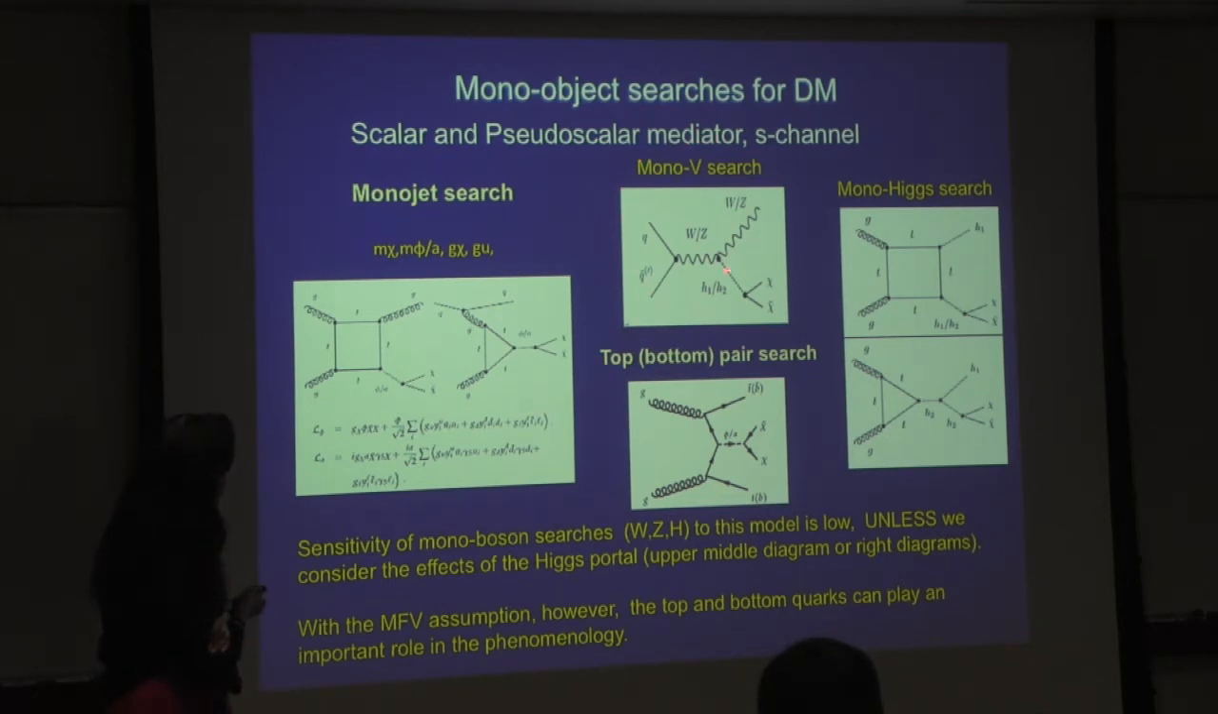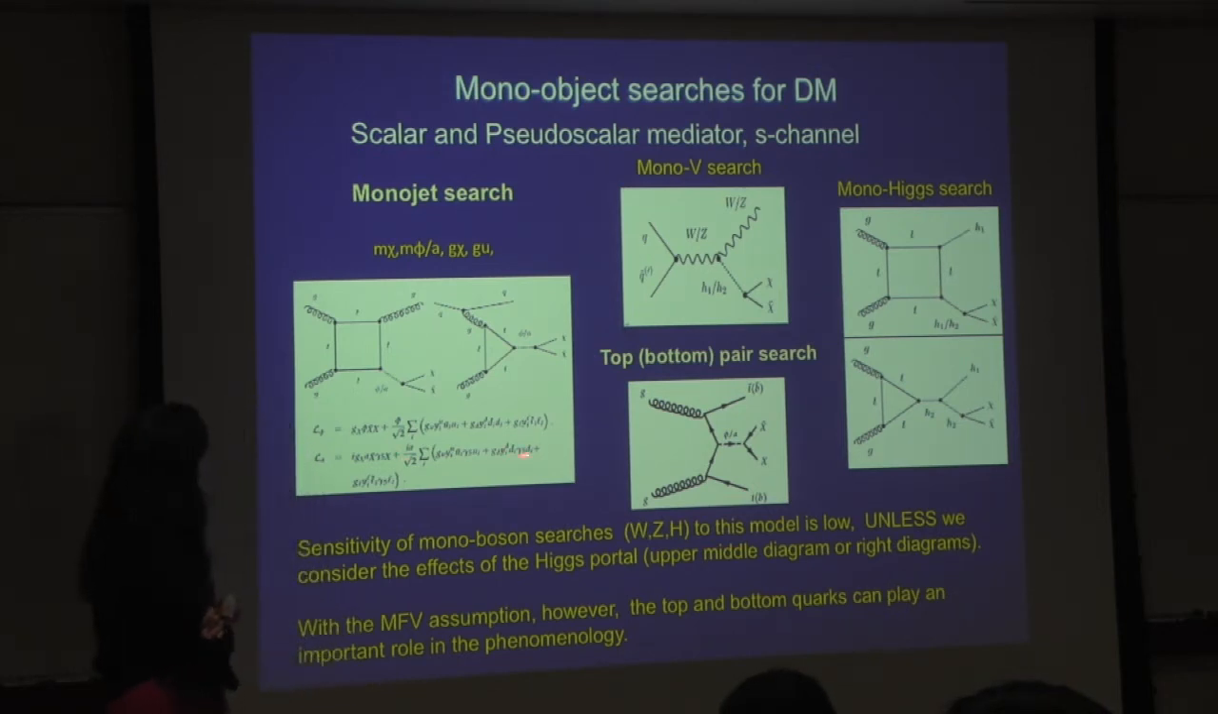What I told you before, this model where we have this mixing between the standard model Higgs and the scalar mediator, in this case, of course, I can have this mono-W, mono-V, W or Z, this type of decays, and this is the best way. So if I have this type of interaction, this is the best way to look for a mono-W or mono-Z and dark matter.